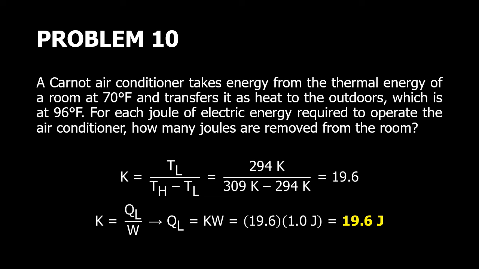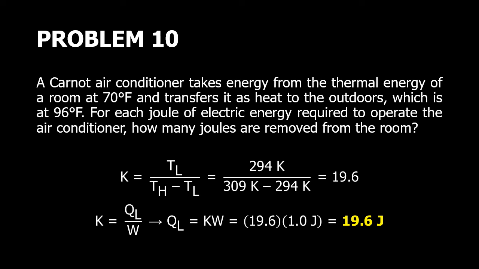A Carnot air conditioner takes energy from the thermal energy of a room at 70 degrees Fahrenheit and transfers it as heat to the outdoors, which is at 96 degrees Fahrenheit. For each joule of electric energy required to operate the air conditioner, how many joules are removed from the room? For this problem, you will use the coefficient of performance under refrigeration, since an air conditioner is a reverse process of the law of thermodynamics.